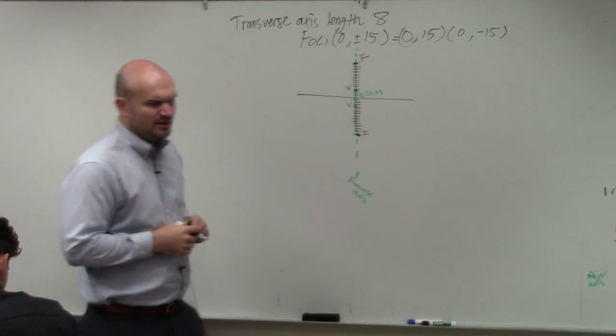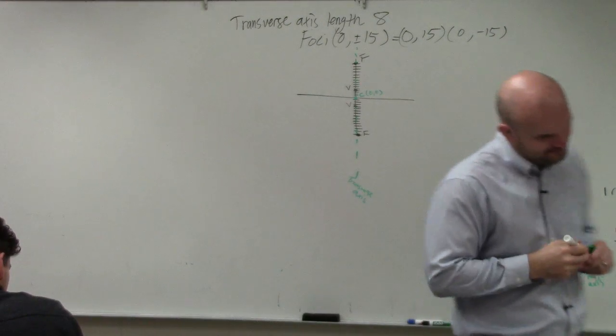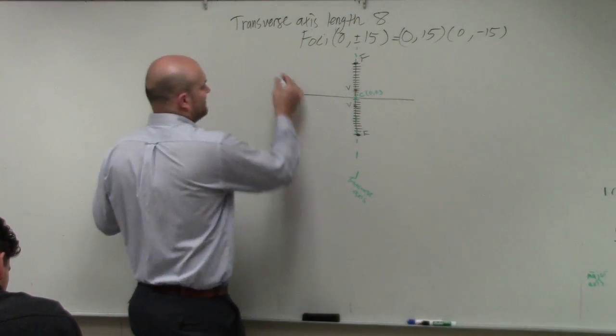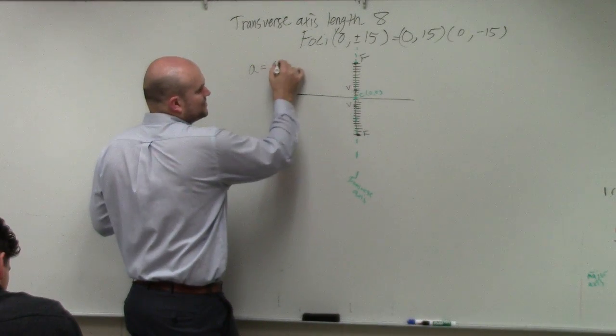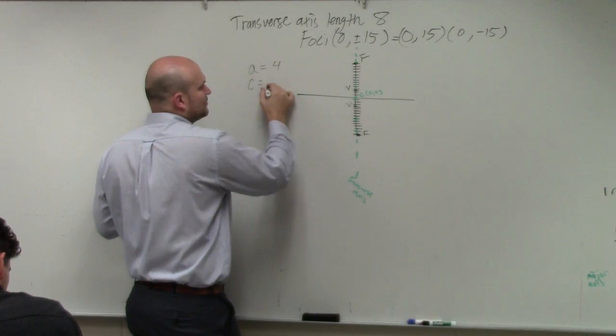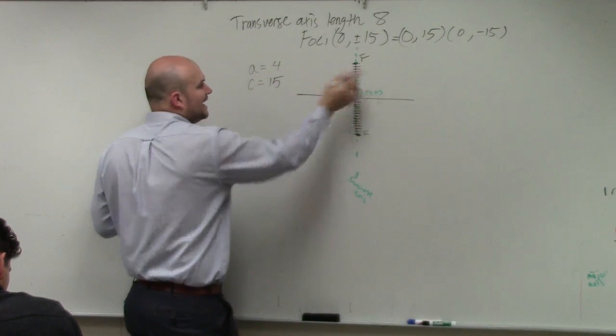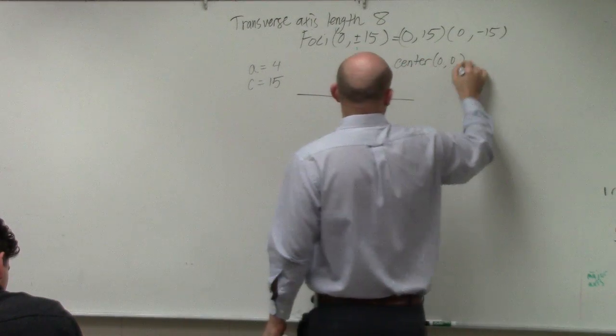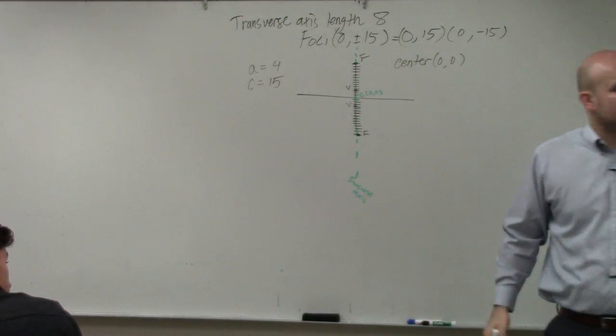And they're just asking for writing the equation, right? OK. So now I can identify a is equal to 4, c is equal to 15, and I know the center is (0, 0). The only thing I need to figure out is b, though, right?